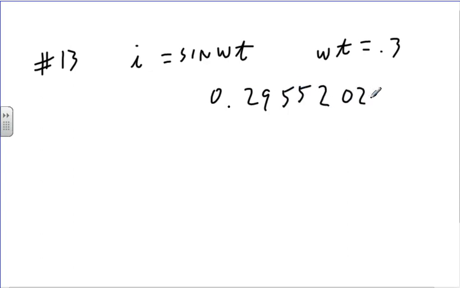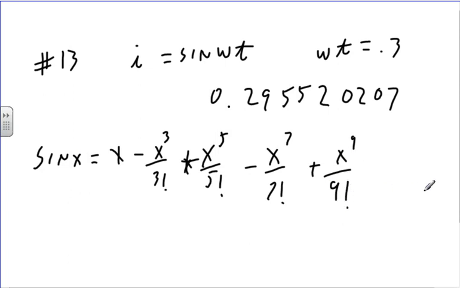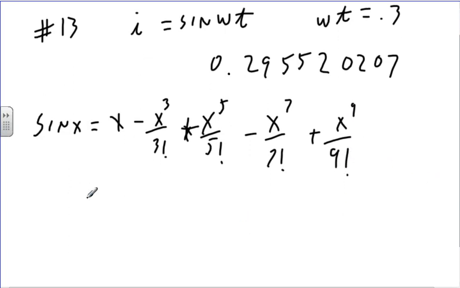0.29552 and so on. All right. The sine series: sine x is x minus x cubed over 3 factorial plus x to the 5th over 5 factorial minus x to the 7th over 7 factorial plus x to the 9th over 9 factorial. Alright, that's what it is. So I'm going to do it with 0.3, the sine of 0.3.